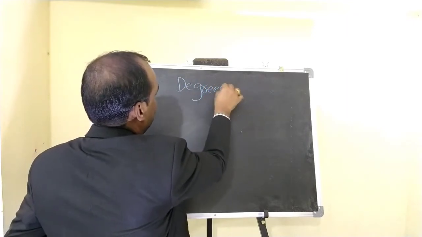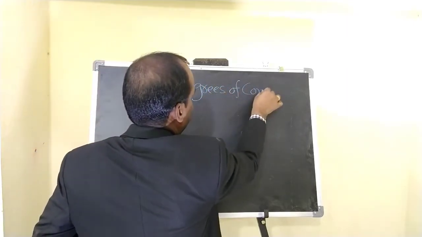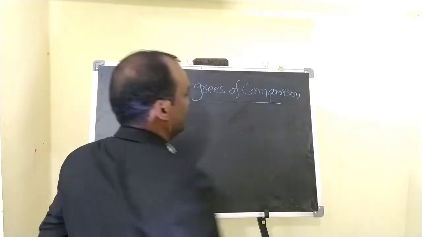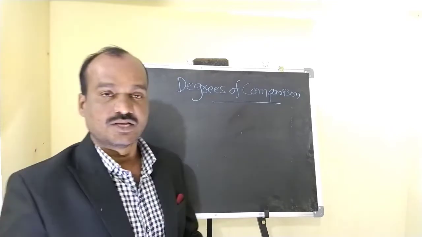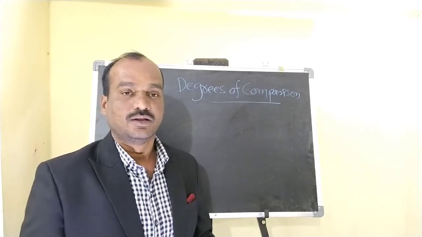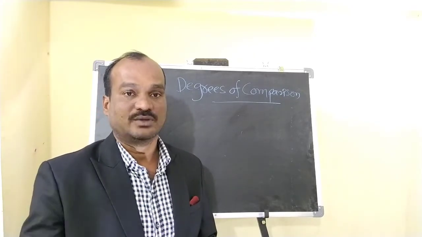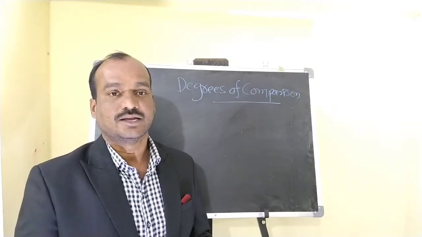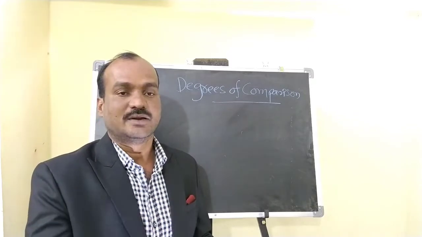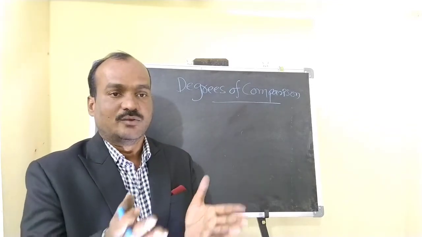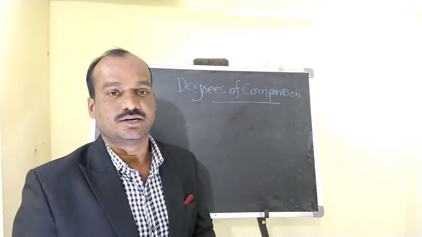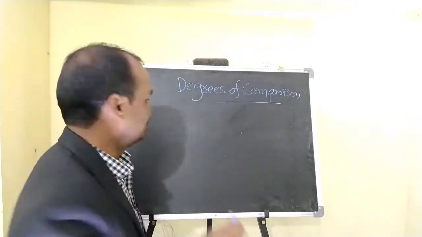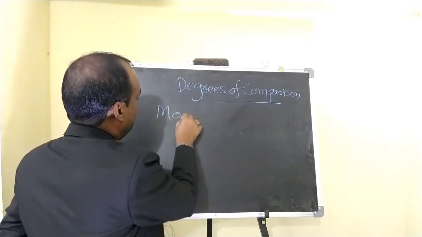Degrees of comparison: how to transform one type of degree into another type without changing the meaning of the sentence. We can write in three ways: positive degree, comparative degree and superlative degree. How one type of degree can be changed into another type, we'll discuss. For that we have four models. One is model 1.